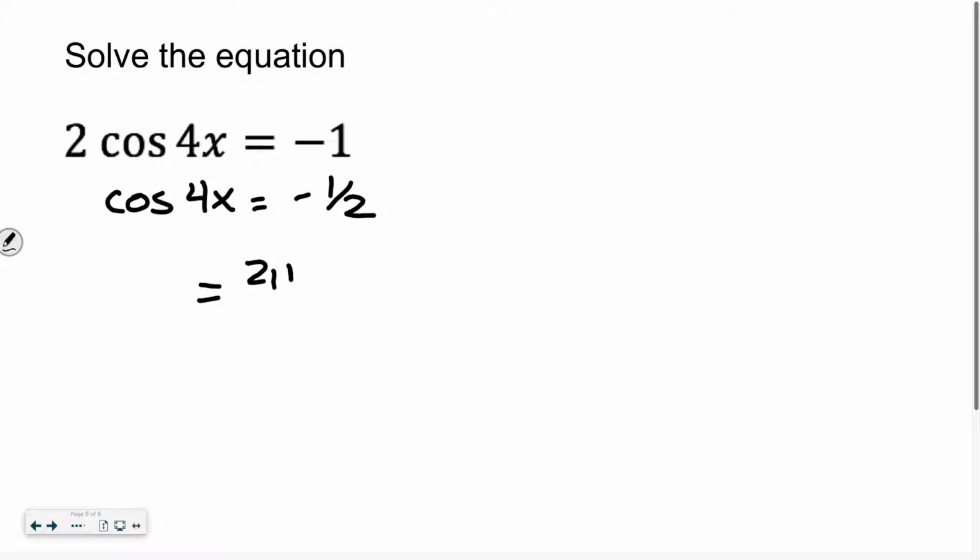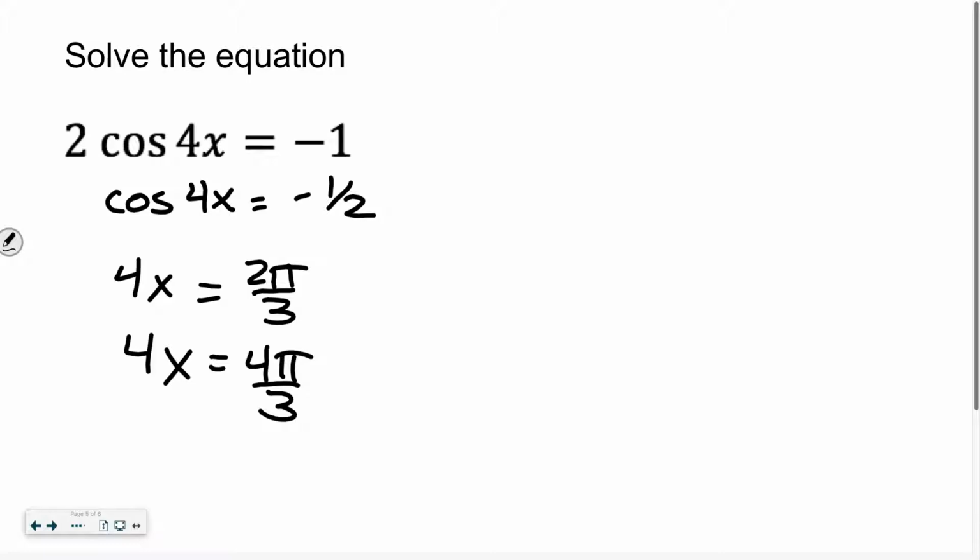2 pi over 3 in quadrant 2. And 4 pi over 3 in quadrant 3 because we're going left, right? And I left this blank over here. Normally I would write x equals, but now I'm going to write 4x equals. And, no joy here, check your directions. It just says solve the equation. So I want all the answers, right?